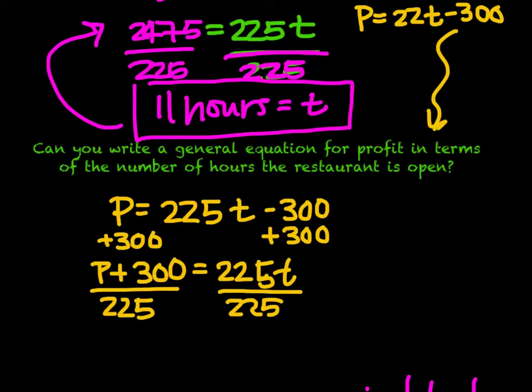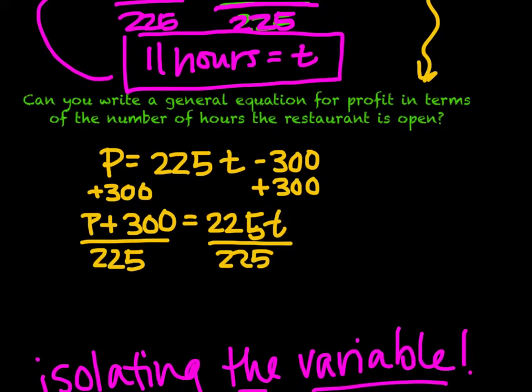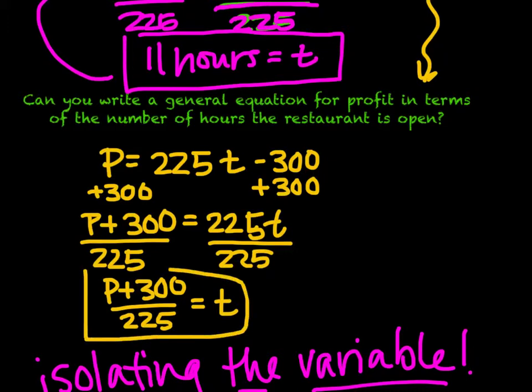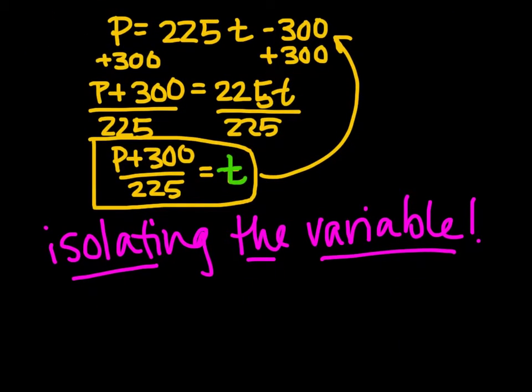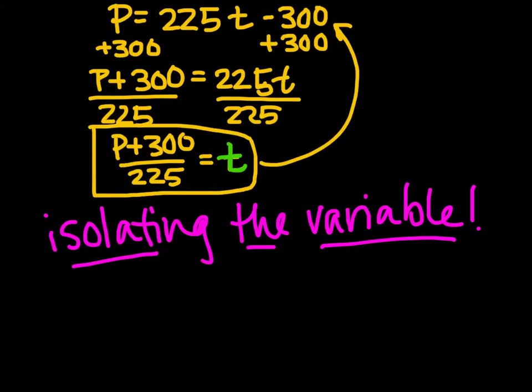And we simply get that the profit plus $300 divided by 225 would get us the amount of time that the restaurant is open. This is an equivalent equation to this one right here, except that we have t isolated. This is what's called isolating the variable, and isolating the variable can be really, really helpful and actually make our job a little bit easier. It allows us to write an equivalent equation with a different perspective.